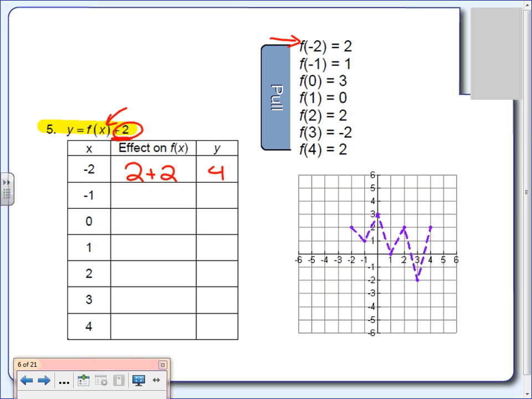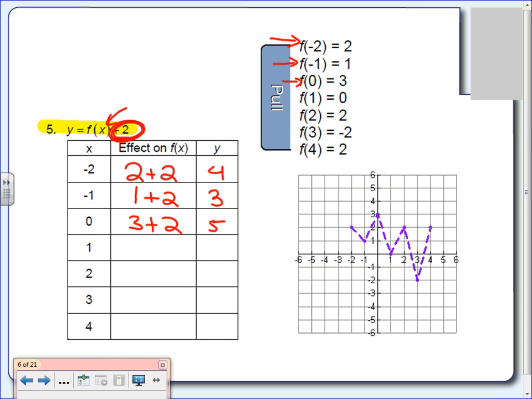Let's try that again. This time let's plug in a -1. So f of -1. If I look over here, it says that f of -1 is a 1. But that's not the answer. Now what I need to do is add 2. That's this 2 right here. So 1 plus 2 is going to give me a 3. Try that again. 0. If I plug in 0 for the x, f of 0 is a 3. But if I add 2 to that 3, 3 plus 2 is going to give me a 5. So my new y value is 5.